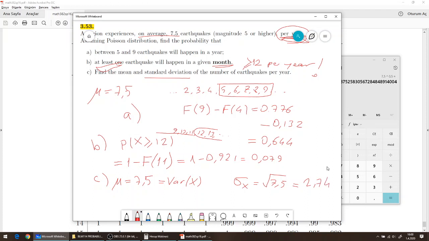Approximate. Yes, that's all for this question.